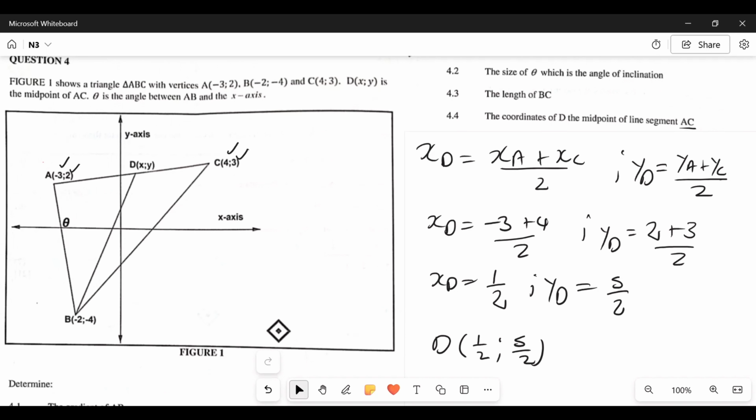Guys, we are done with 4.4. Let's go and do 4.5.